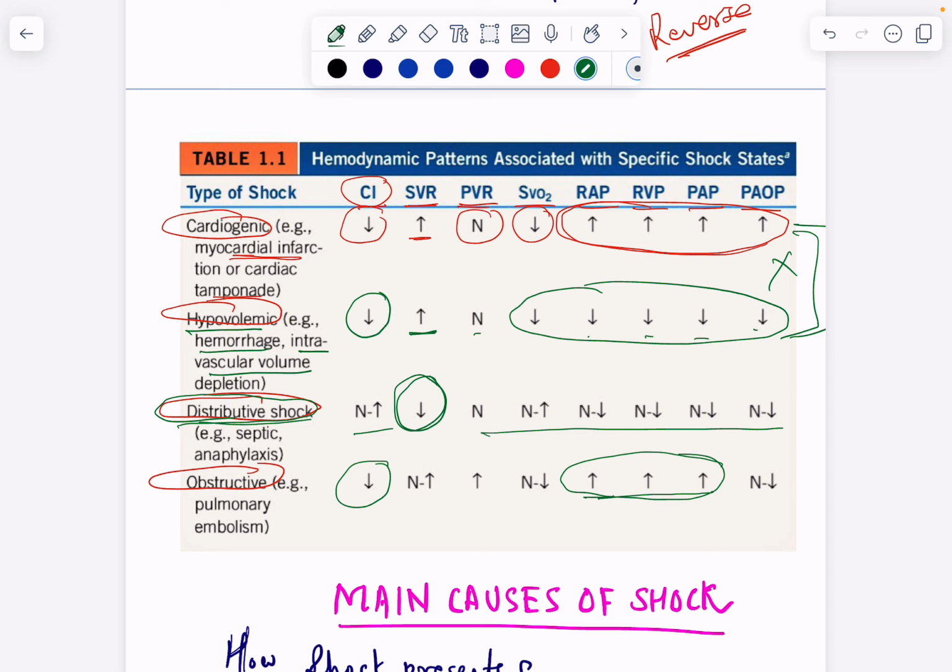So obviously the right ventricle will not be able to push blood into the pulmonary arteries. So there will be an increase in right atrial pressure, an increase in vena cava pressure, and an increase in right ventricular pressure. So this is about all types of the shocks.